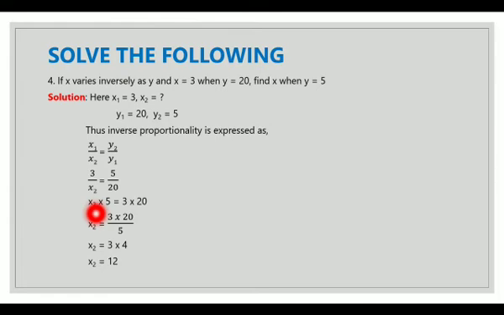Just cross multiplying, x2 into 5 equals 3 into 20. So x2 equals 3 into 20 upon 5. So x2 equals 3 into 4. 5 ones are 5, 5 fours are 20. So 3 into 4 which is 12. So we get the value of x2 which is equal to 12.